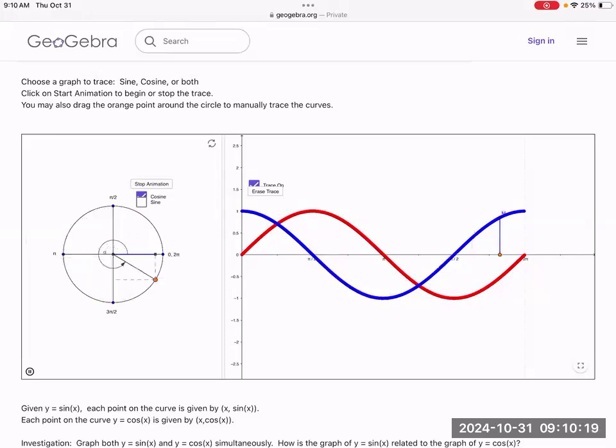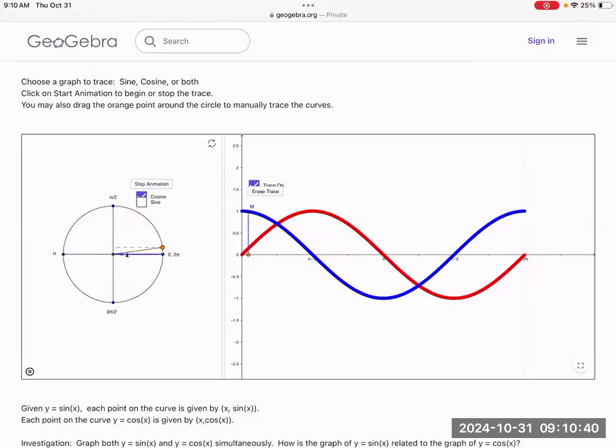So we start at 0, at 1. Oh, so sorry. I'm looking at the wrong values. So at 0 radians, we're at 1. Then we're at 0. Then at -1. Back to 0. And then at +1.